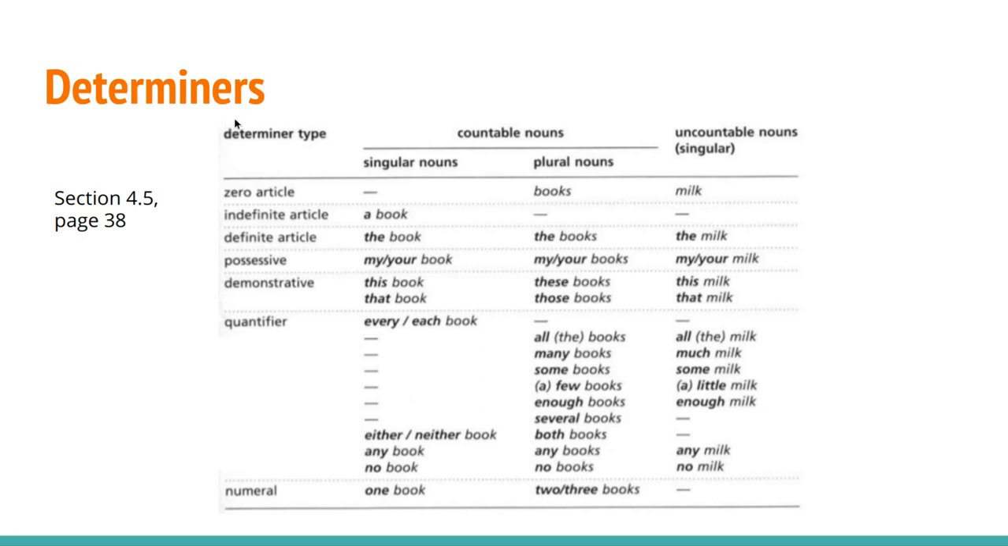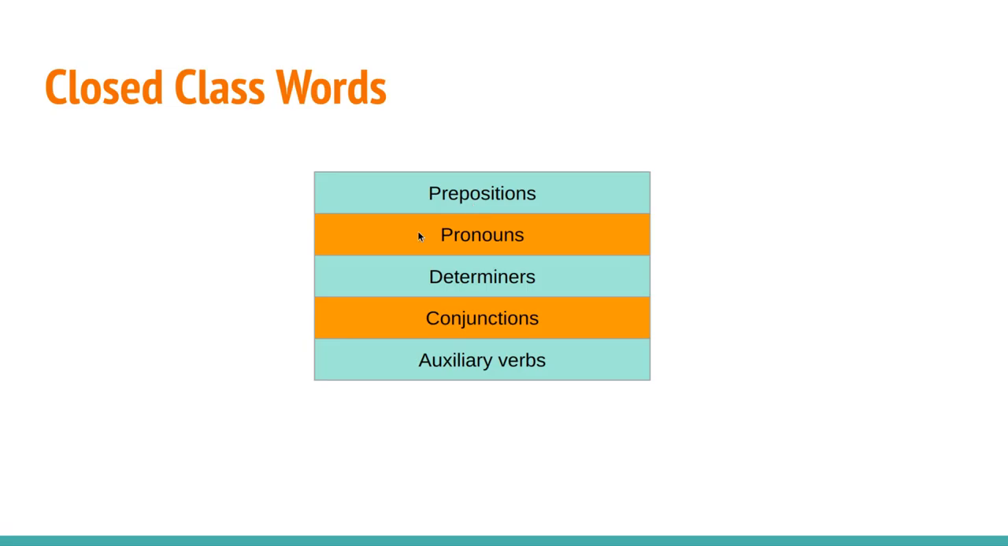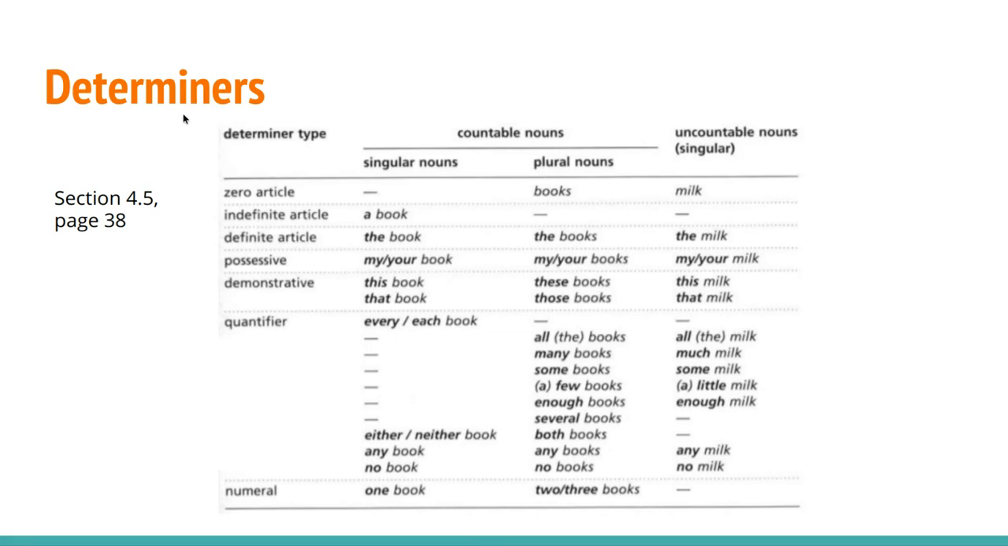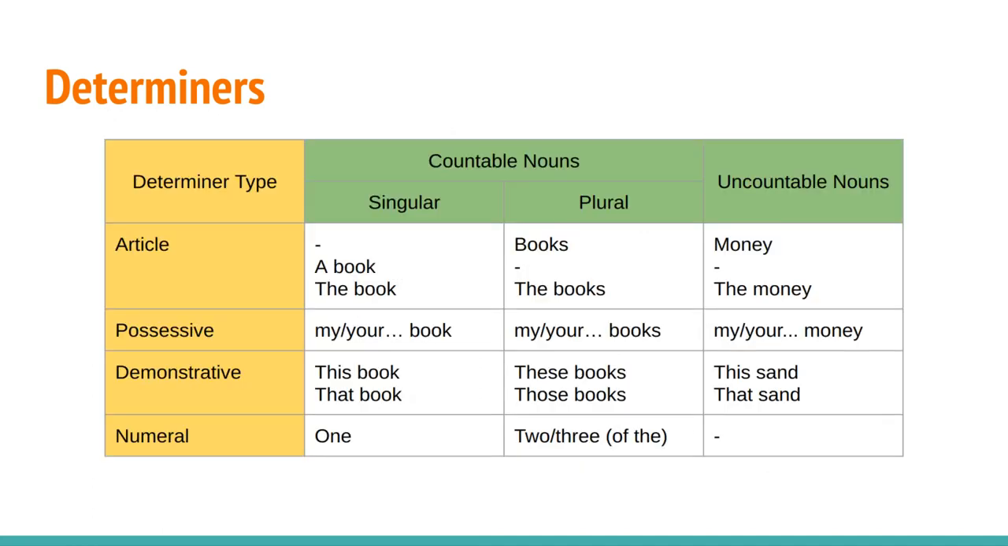All right. In this respect, they differ from pronouns since what pronouns do is to take the place of nouns, but determiners accompany them. All right, limiting our references. Now, in section 4.5, page 38, you are going to find this chart, which I transcribed here with some colors. In this column, we have determiner types, and in this row, we have nouns, either singular, plural, or uncountable.